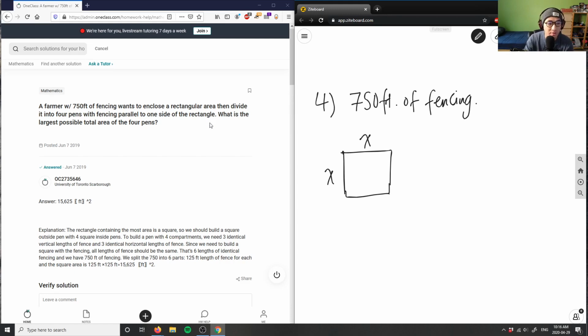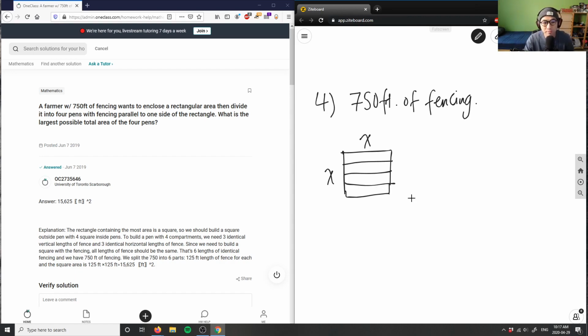And it says I have to divide it into four pens with fencing parallel to one side of the rectangle. So I'm going to have to split it up either this way, into four pens, so I have 1, 2, 3, 4. Or I can divide it into 1, 2, 3, 4 like that. So I need to build a pen with four compartments here. Again, I have four pens here, 1, 2, 3, and 4.